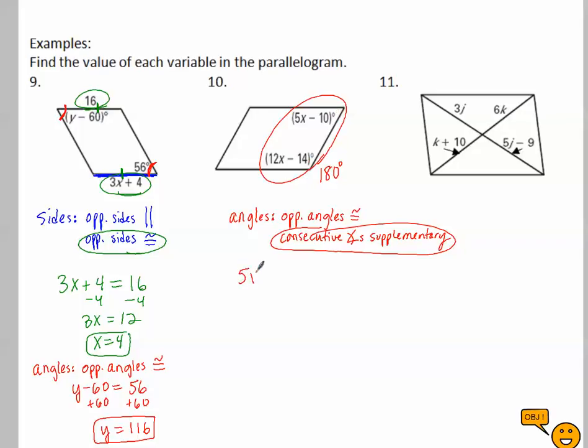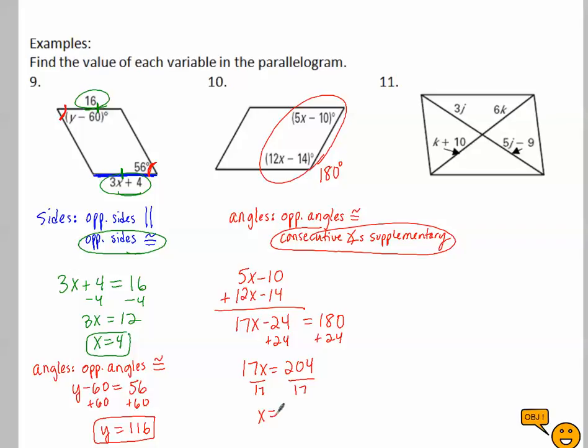So I'm going to say 5x minus 10 plus 12x minus 14, add those up, that makes 17x minus 24, and it has to be supplementary, so it has to equal 180. Now we can solve this equation. Adding 24 to both sides, 17x makes 204, and dividing by 17, 204 divided by 17, and we see x should be 12.